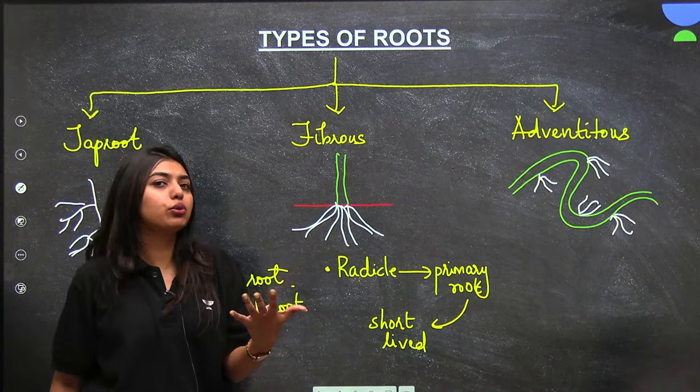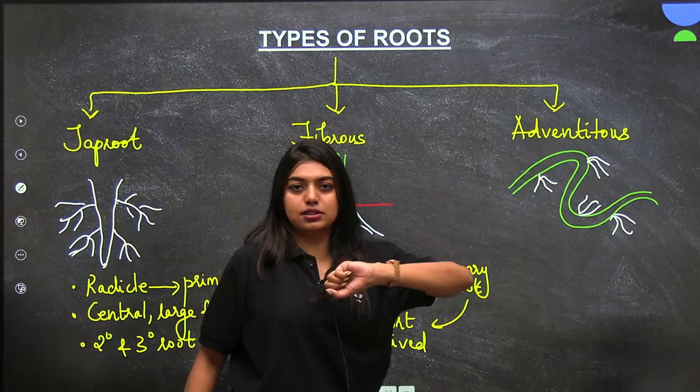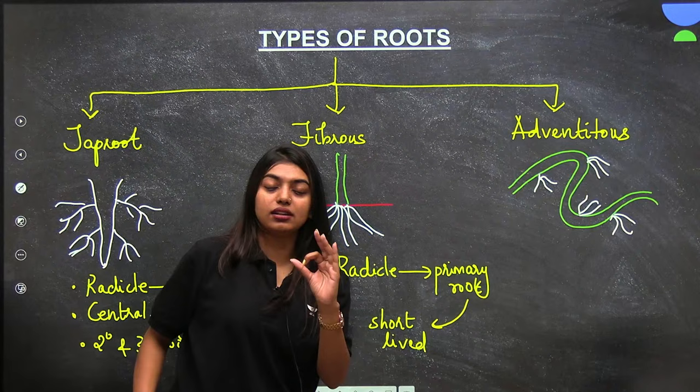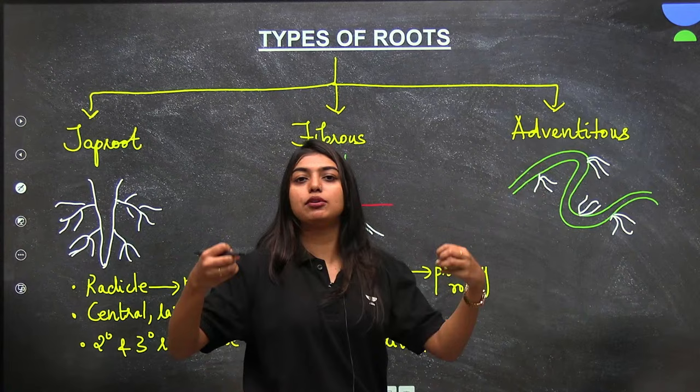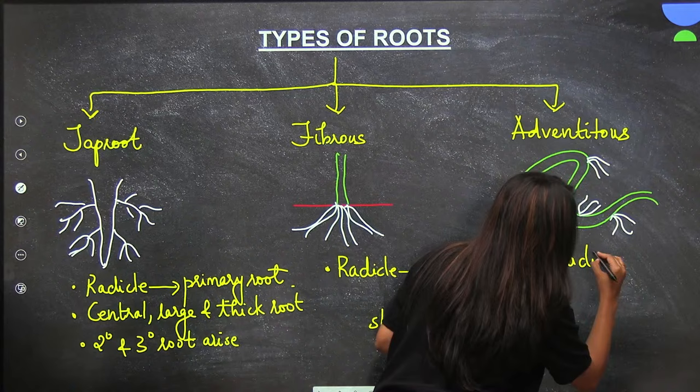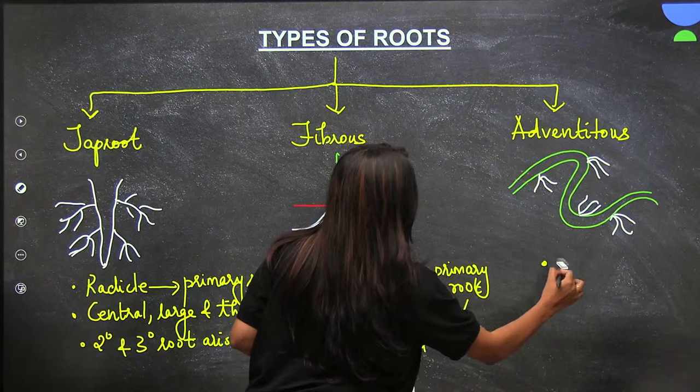Other than the radical, any part of this plant can give rise to root. Okay, what did I say? Except the radical, the other parts, say the stem, the leaf, any other part is able to give rise to a root, okay? So, here we do not have radical in place. So, except the radical, other parts are giving rise to the root. Clear to all of you? Is it easy?